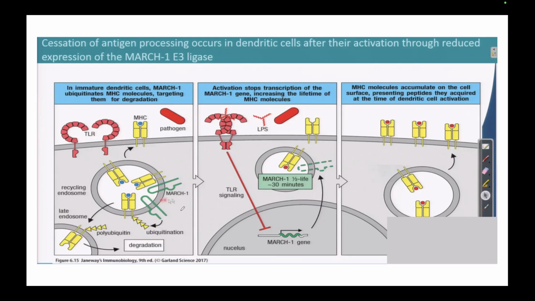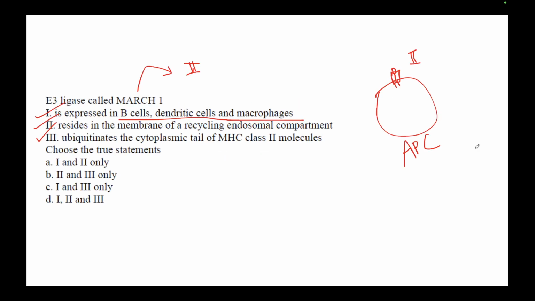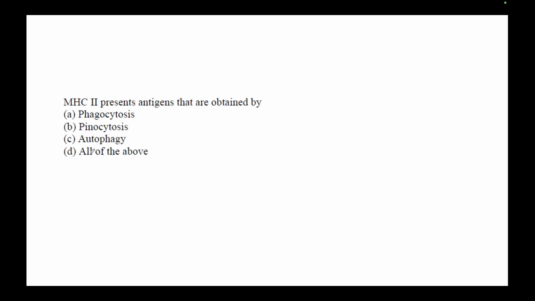E3 ligase March1 gets inactivated only when there is activation of TLR signaling, when a pathogen is present. Then there is silencing of the gene March1, and it can no longer ubiquitinate and degrade the MHC class 2 molecule, and thus the expression of MHC class 2 on the surface of antigen presenting cells increases. So the third option is also correct. All three options are true in this aspect.